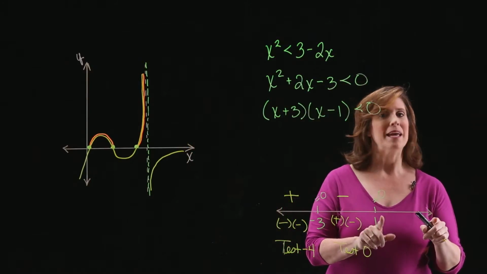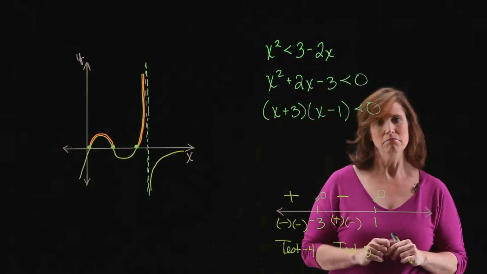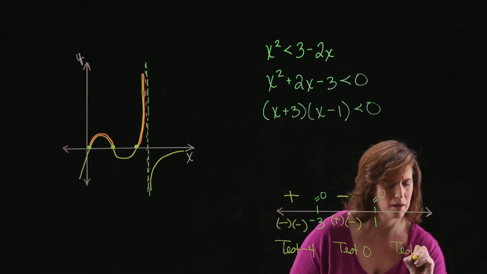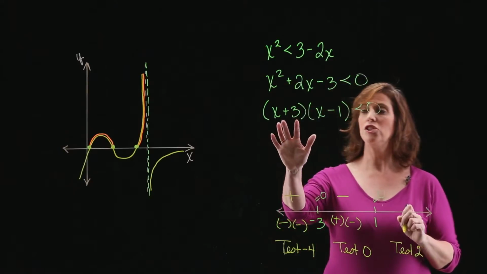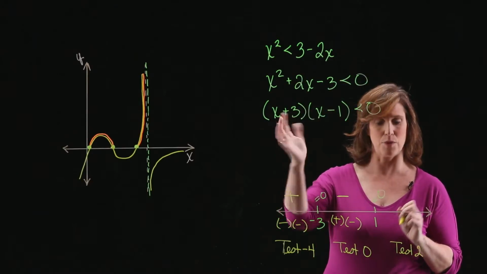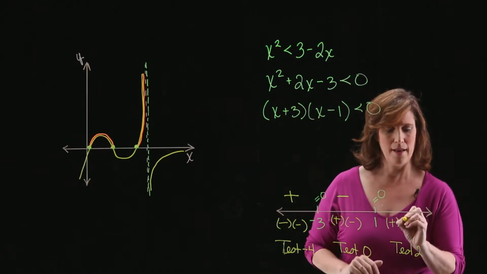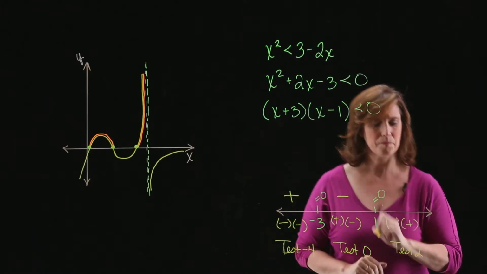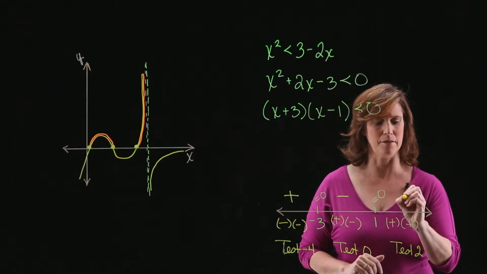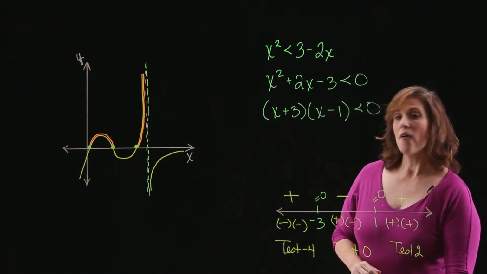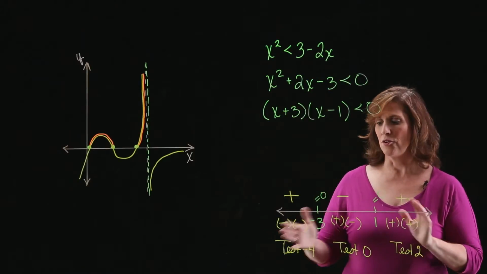One more interval to do. Pick anything you like bigger than 1. Let's just try 2. When I plug 2 into my expression, I have 2 plus 3, that's a positive number. And 2 minus 1, that's also a positive number. A positive times a positive is positive. All right, I have my sign chart created.